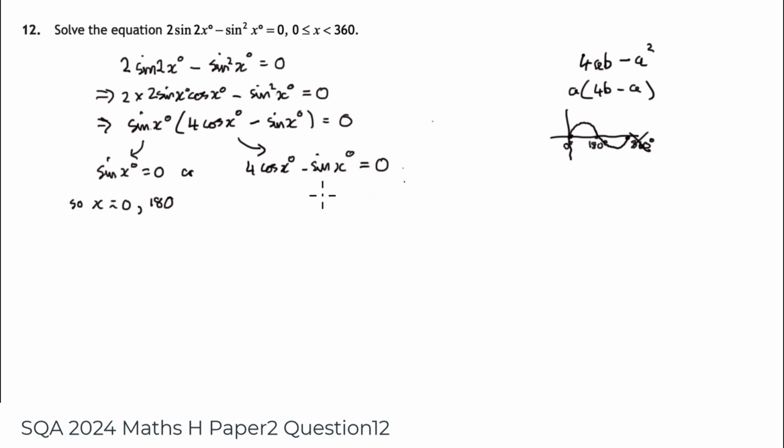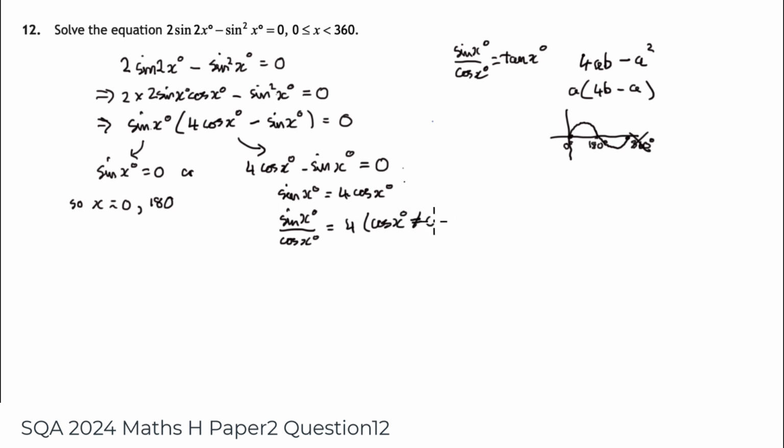Now let's have a look at this one. If we add sine x to both sides, maybe write it the other way around, sine x equals 4 cos x. Now at this stage, I'm thinking of the formula sine x divided by cos x equals tan x. But there is a problem. If I divide both sides by cos x, then that could be a dangerous move, especially if cos x is equal to 0. So we'd have to declare that cos x does not equal 0.